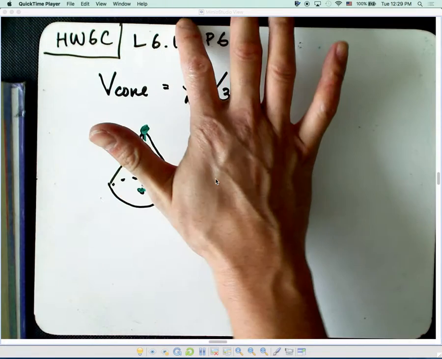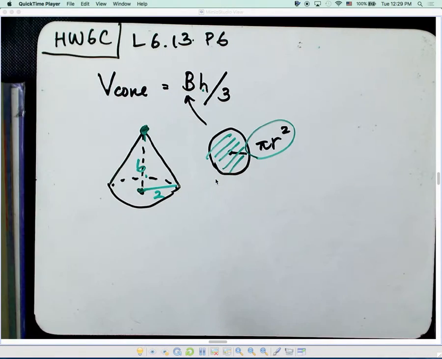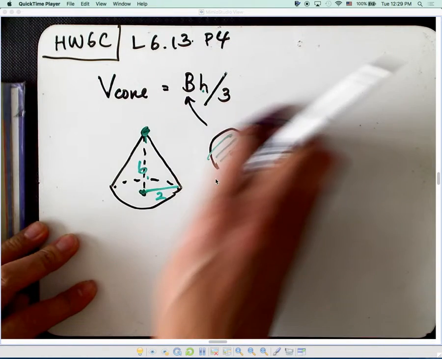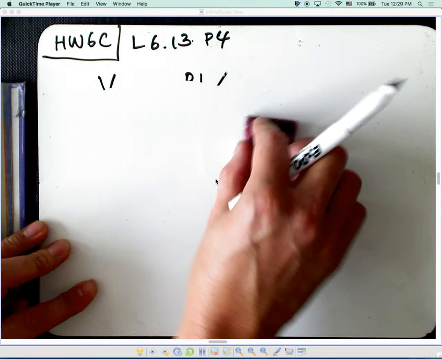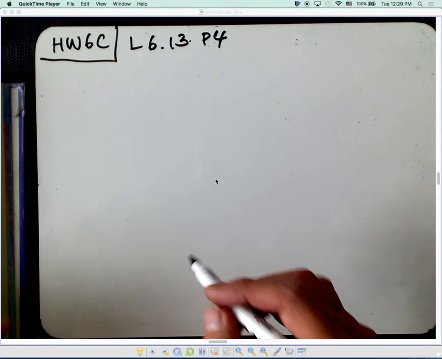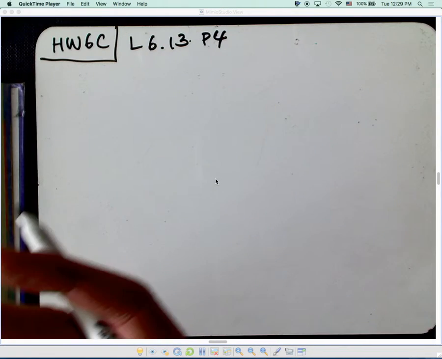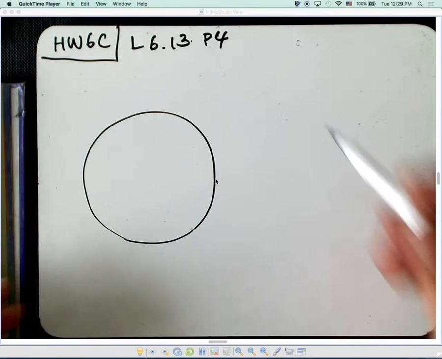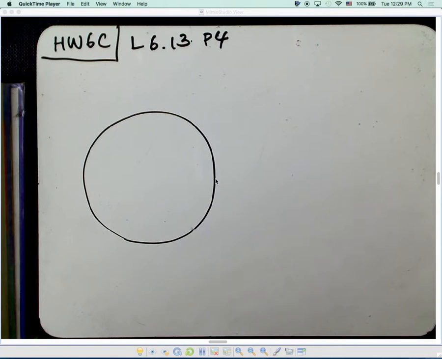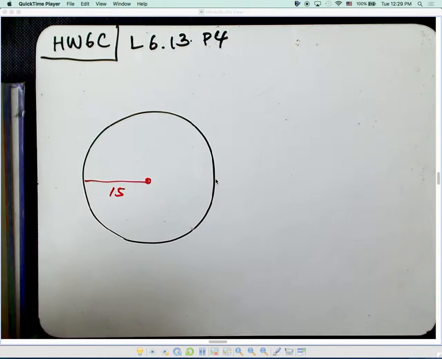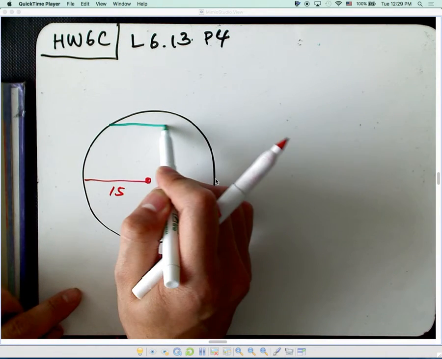Moving on to lesson 6.13. Let's look at problem number 4. It says a sphere has radius 15 centimeters. If the shaded circle has area 25 pi square centimeters, what is h? So imagine that you have that sphere and cut straight down in half. Then if you look at the surface of the cross section, which is the face that you cut, you'll see that the radius is 15, and you'll have something like this.